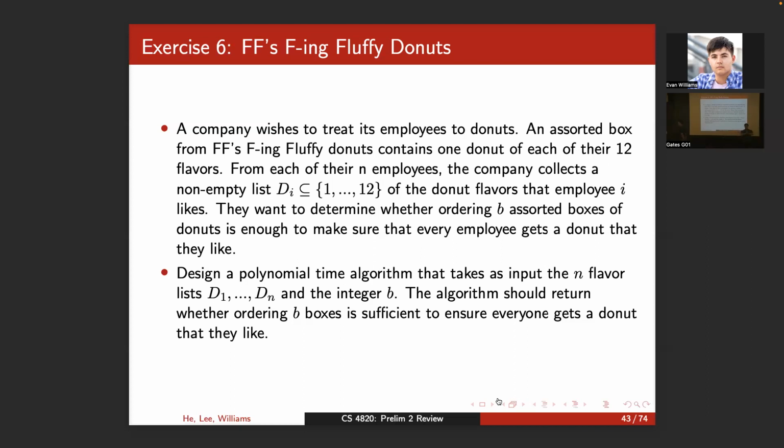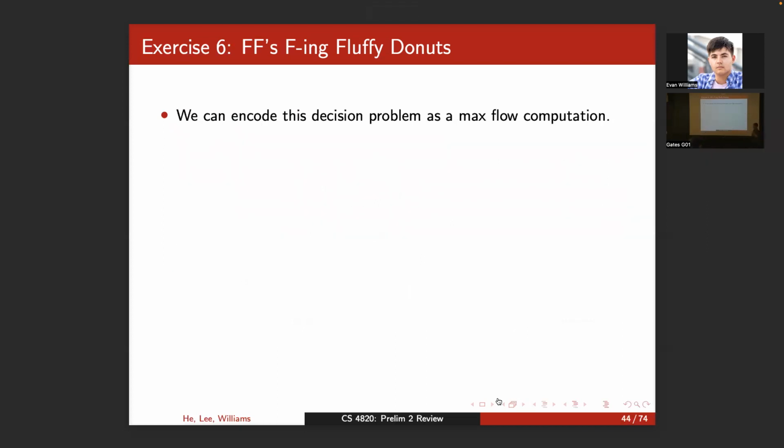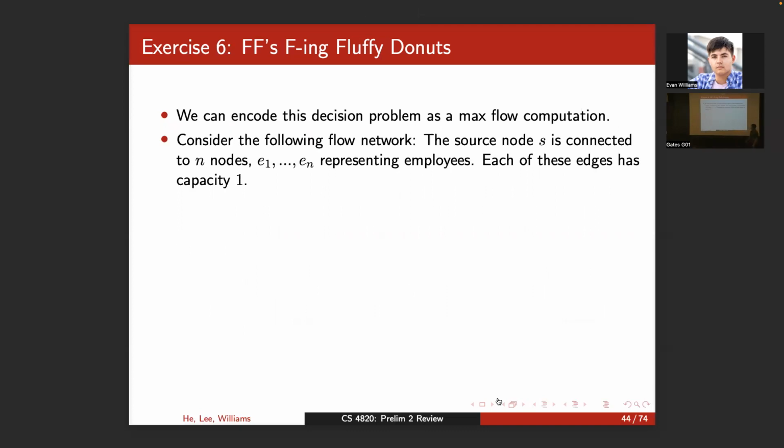All right, so hopefully you guys had some time to think about this. We're gonna go over it now. Do you want to hit the next slide, Andy? Okay, so the idea here is that we can encode this decision problem as a max flow problem, right? So we're going to reduce to max flow. Let's consider the following flow network.